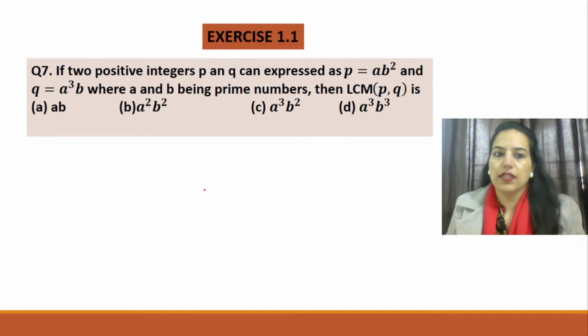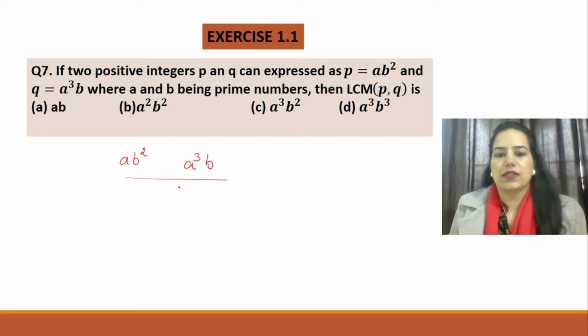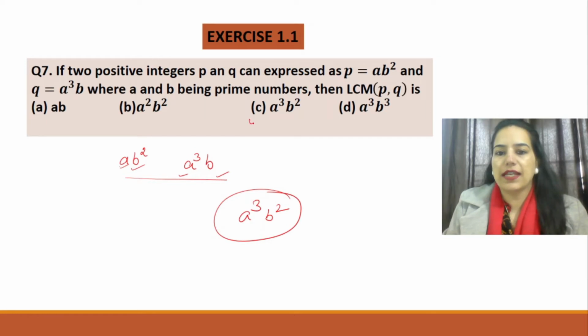Question number 7. If two positive integers p and q can be expressed as a b square and a cube b, where a and b are prime, then what is the LCM? What we do for LCM is we take the highest powers, like for HCF, we took the lowest powers. So what are the highest powers here among a and a? A cube. And what is the highest power among b and b square? B square. So a cube b square is the LCM.